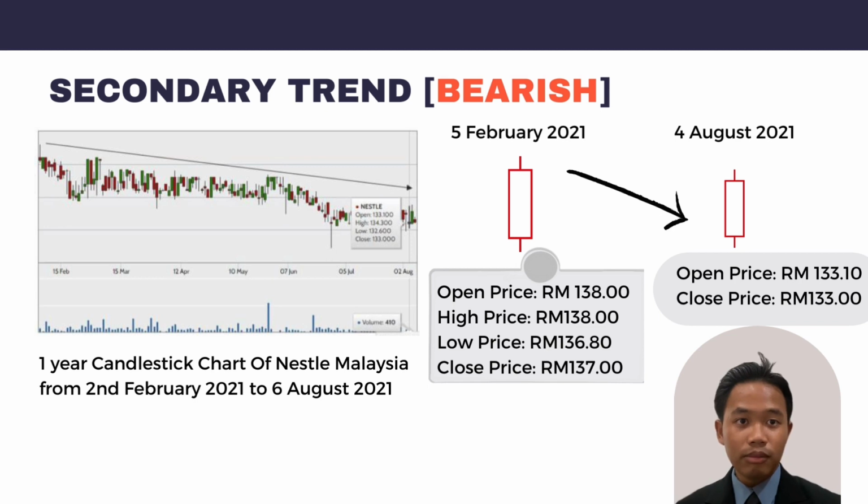As we can see from the figure, there is a drastic downtrend slope from June 2021 until August. The price on 4 August 2021 opened at a low price, which is 133 ringgit and 10 cents, and closed at 133 ringgit with a difference of 10 cents. As we can see, the opening stock price from 4 August 2021 until 5 February 2021 dropped with a difference of 4 ringgit and 90 cents, which is quite high.